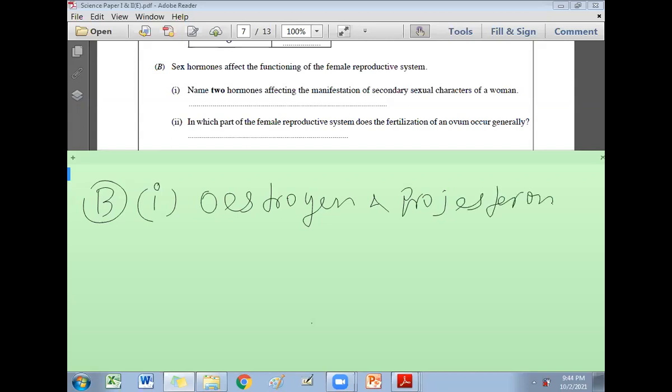Next one, number 2. In which part of the female reproductive system does fertilization of the ovum take place? This is a very popular question. Western province papers also, they have this so many times. Some students write vagina. Some write in the uterus. Some write inside the ovary. Some write fallopian tube or the ovary duct.